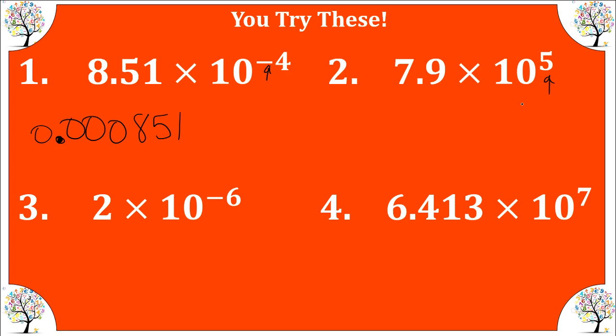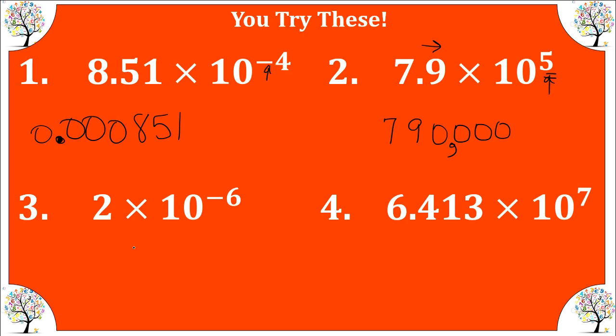Here we have a positive exponent, so we're going to be making a very large number, so we're going to move the decimal to the right. So I'm going to move it 1, 2, 3, 4, 5. And again, the exponent does not indicate how many zeros you have. It's how many times you move your decimal.